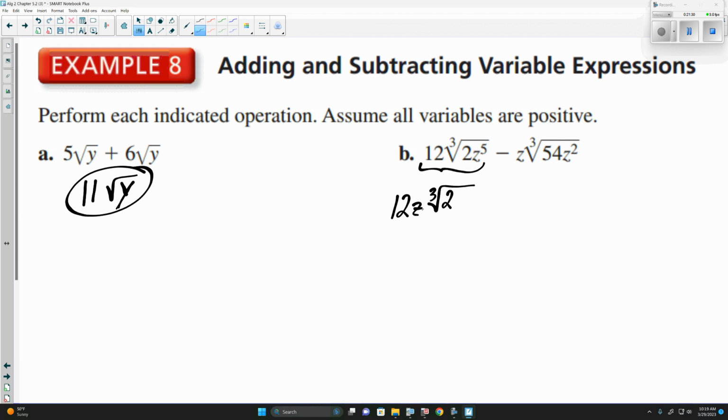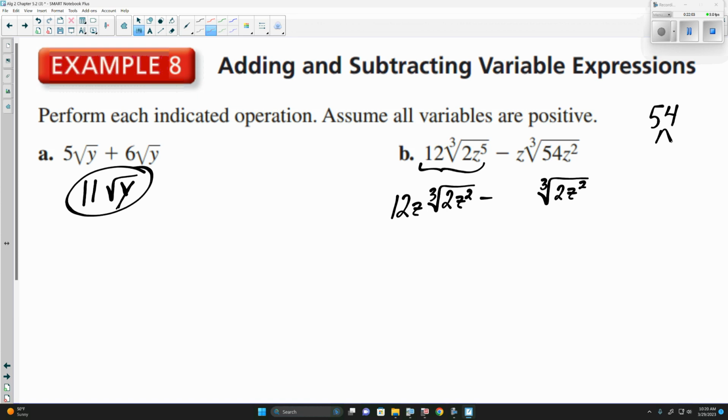So we have z outside. How many are left over? 2. So that tells us that the cubed root in simplest form is the cubed root of 2z squared, yes? For us to be able to add or subtract, the other radical needs to be what? The cubed root of 2z squared. Exactly. So that means 54.